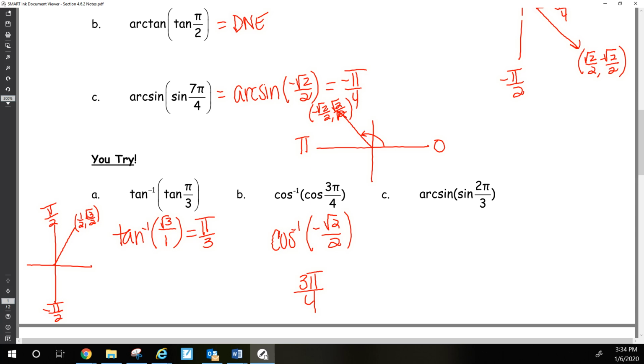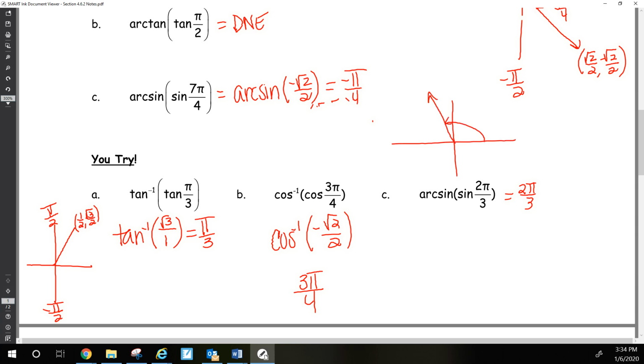All right, how about arcsine of sine of 2 pi over 3? It worked for us for the first two. Isn't this just going to be 2 pi over 3? That's my guess. Seems to be the pattern, right? Hopefully you came up with something different. Let's do a little investigation. So sine of 2 pi over 3, that's up here. My sine value is square root 3 over 2.